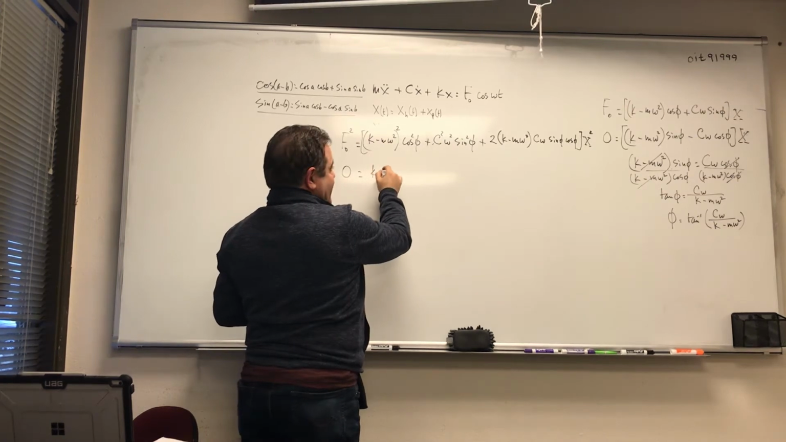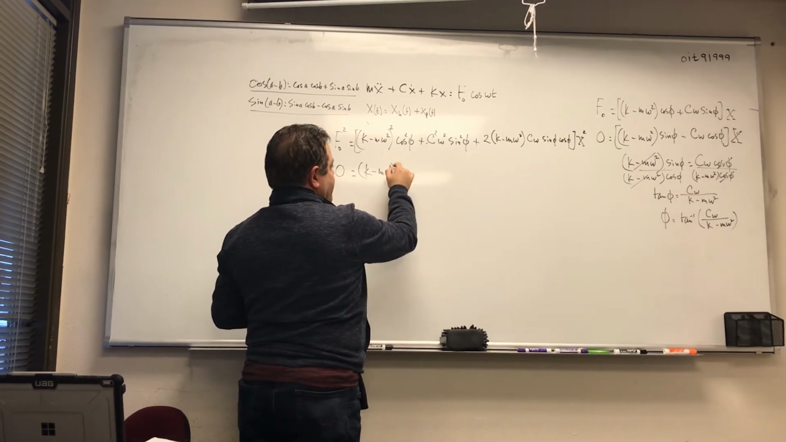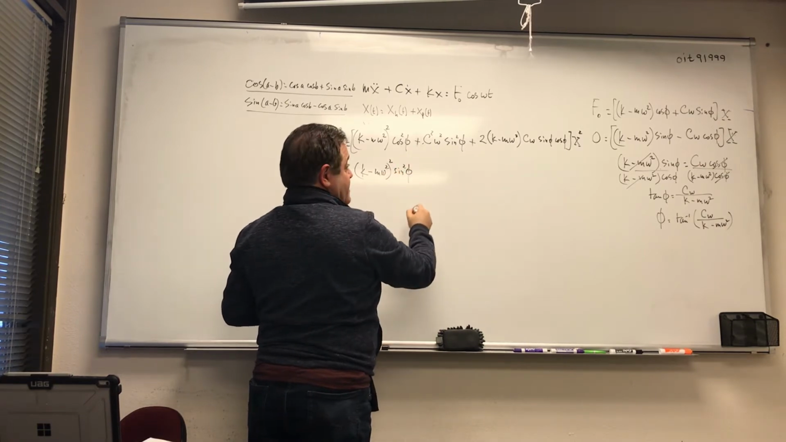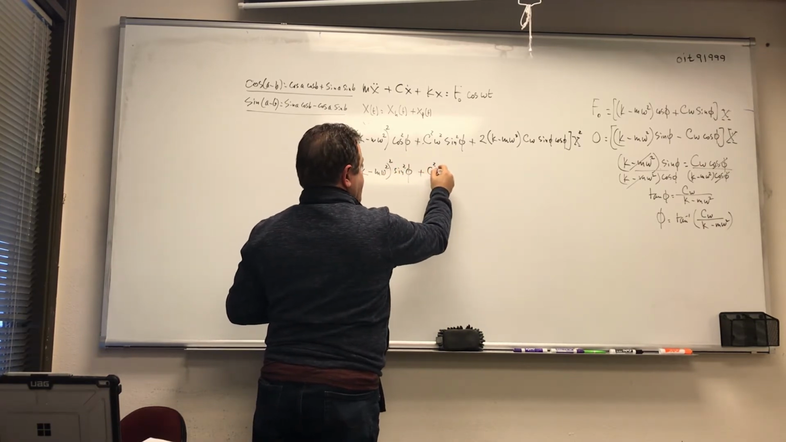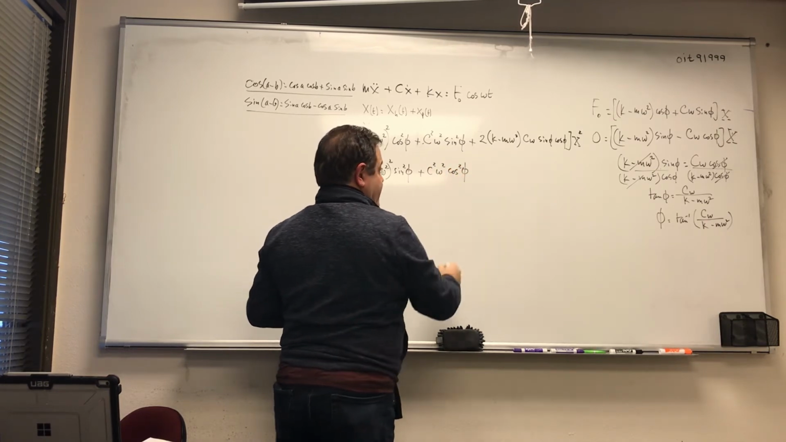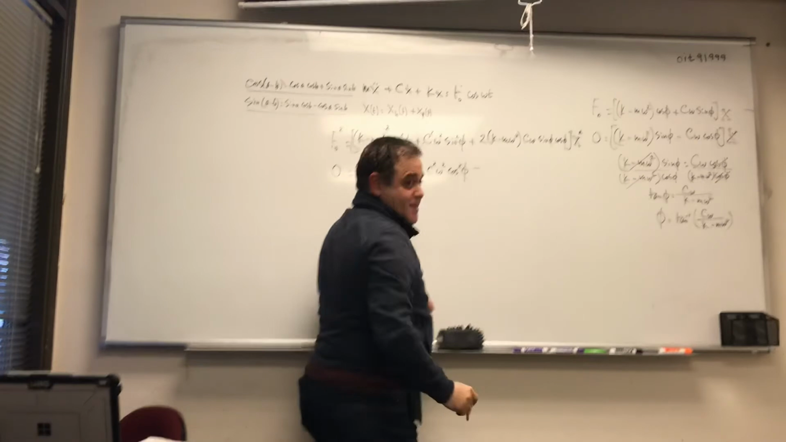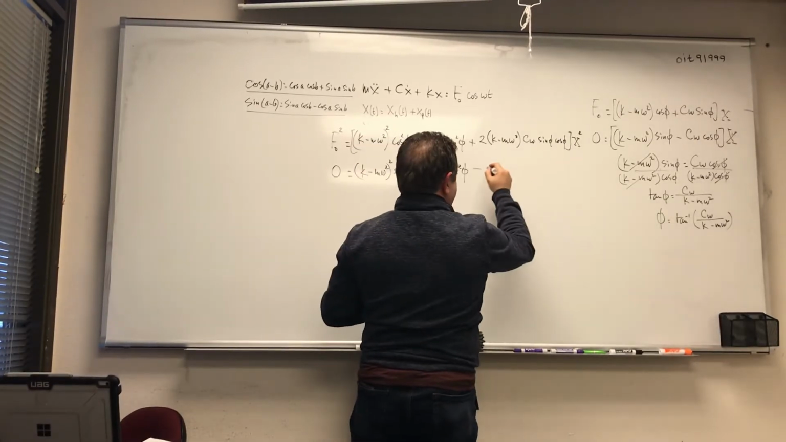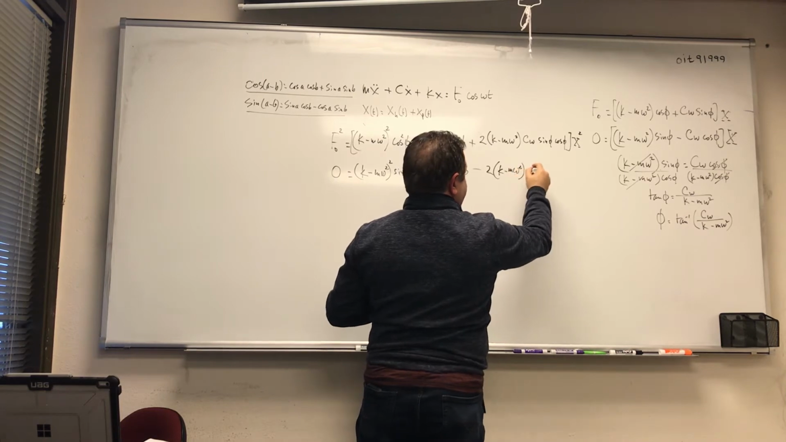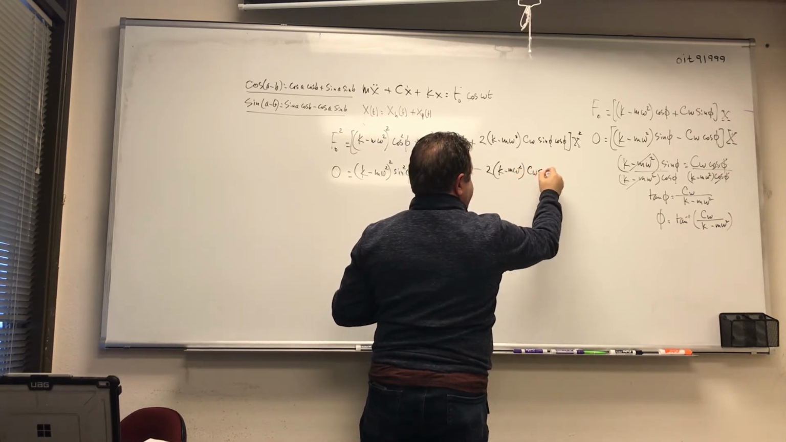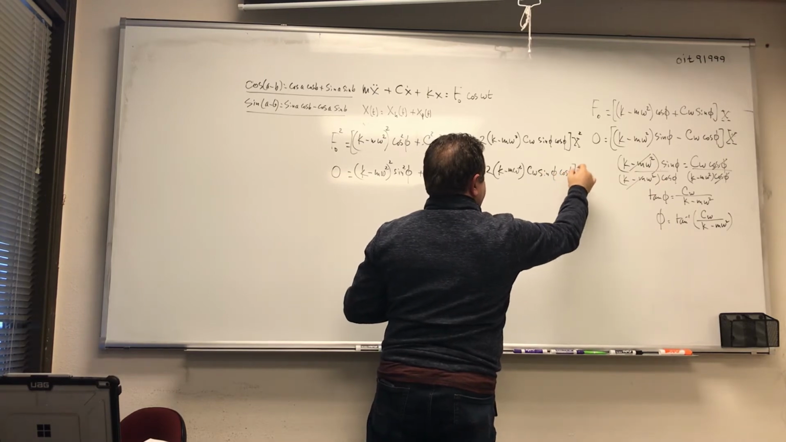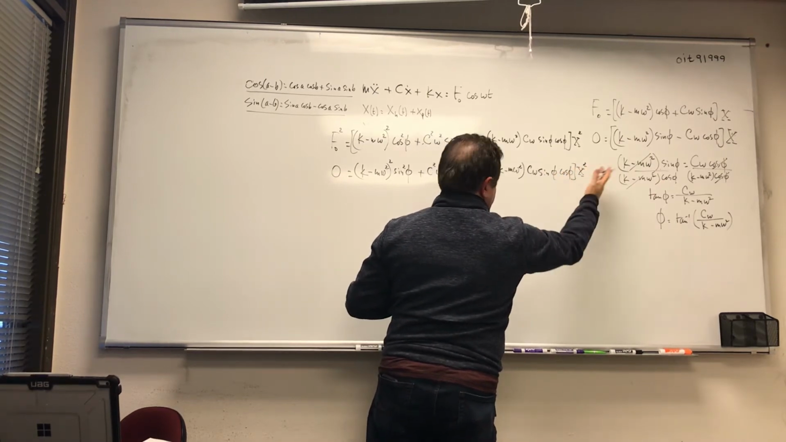(k − mω²)² sin²φ + c²ω² cos²φ, right? Plus, now minus 2 times (k − mω²) times cω sinφ cosφ, right? x² equal to 0.